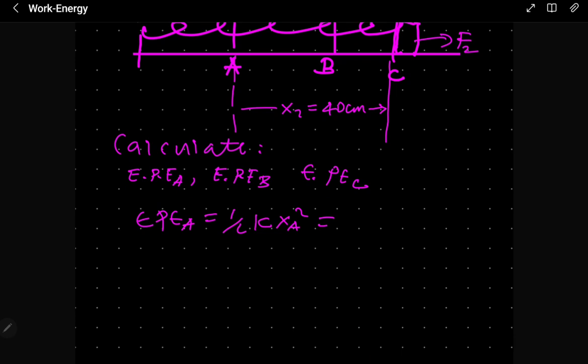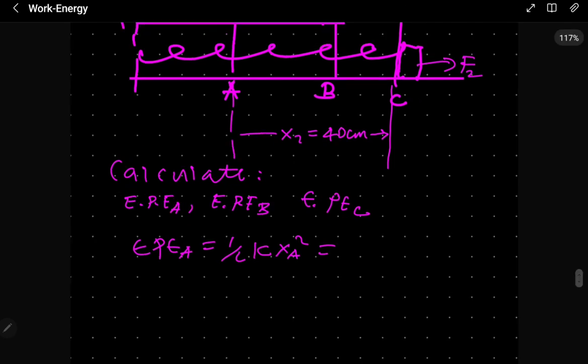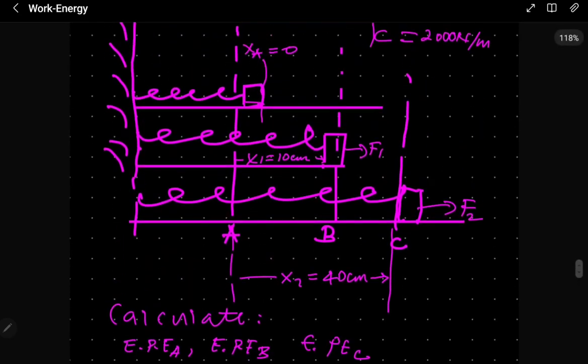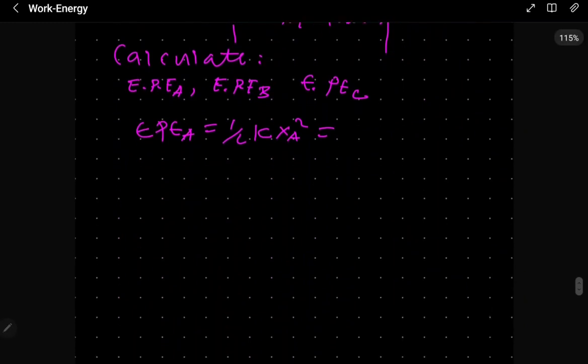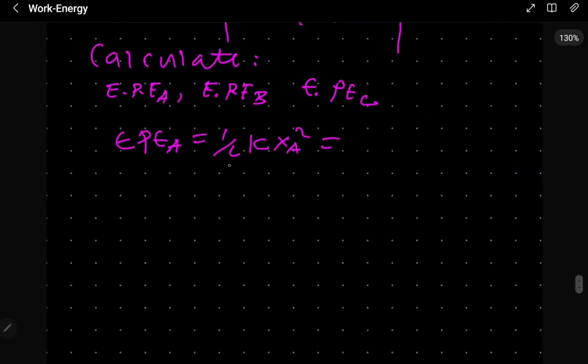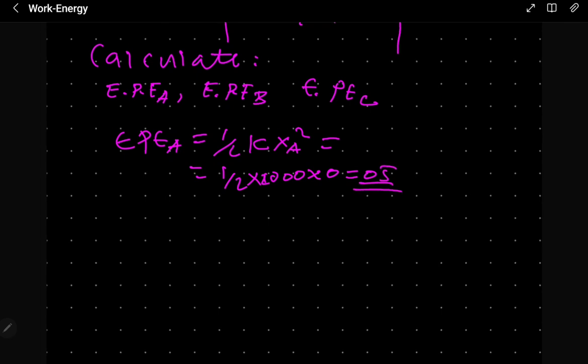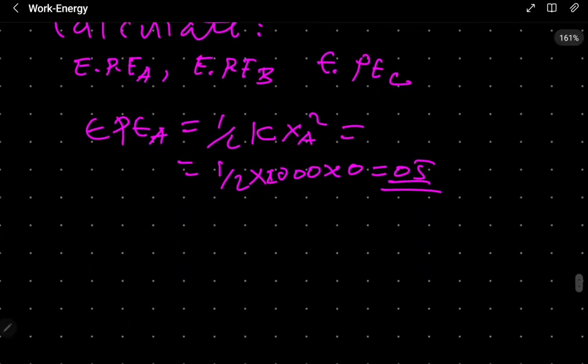So this is half of K times XA square. But how much is K? K is 2000 Newton per meter. The stiffness is 2000 Newton per meter. So this is equal to half times 2000 times 0, which gives you 0 joule of energy. There is no energy stored by the elastic material when it is at its rest position or equilibrium position.